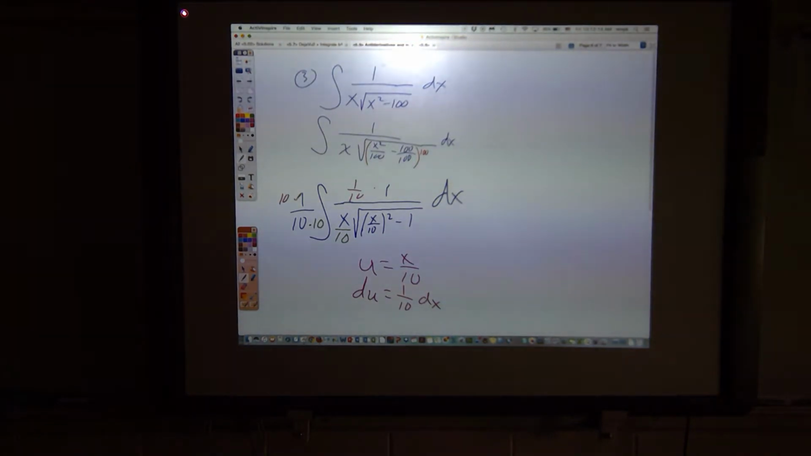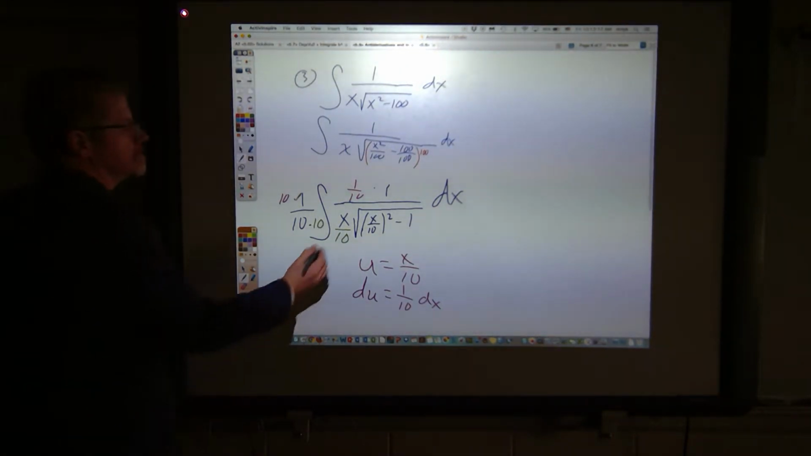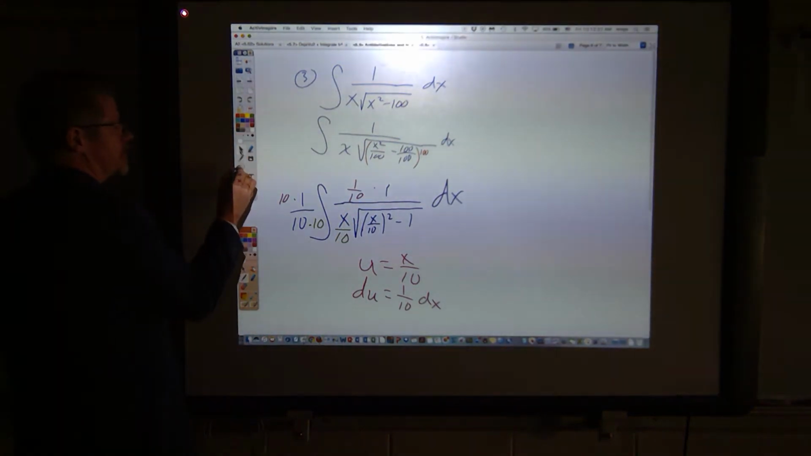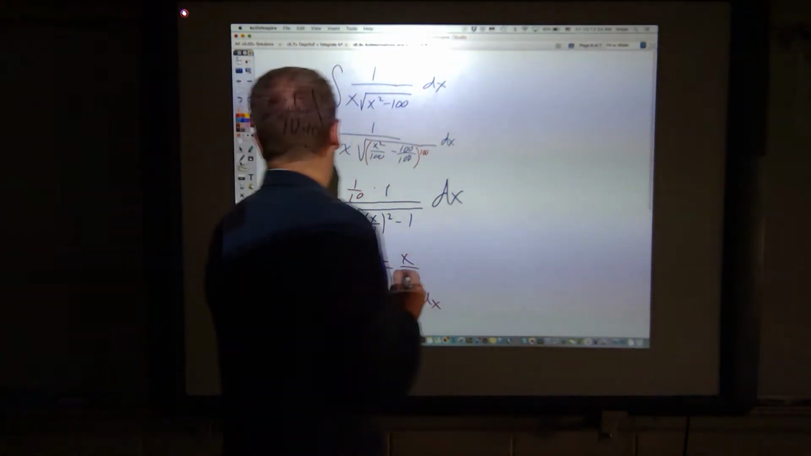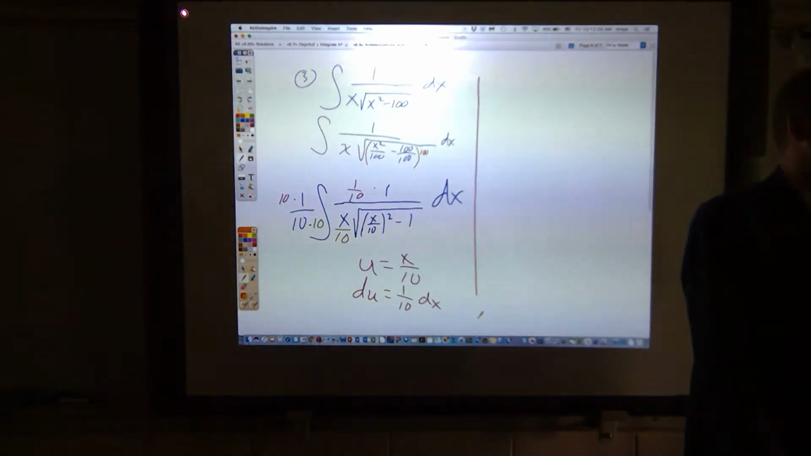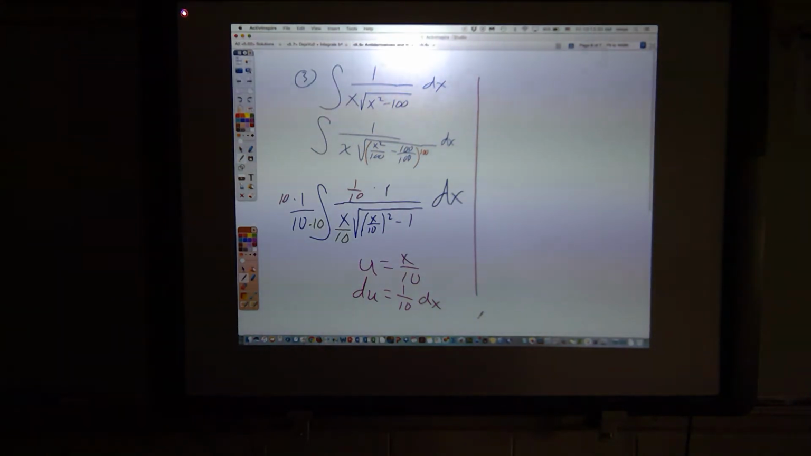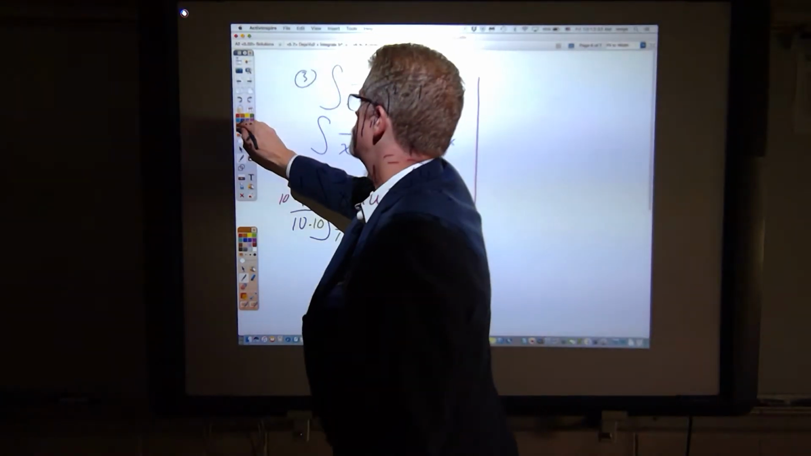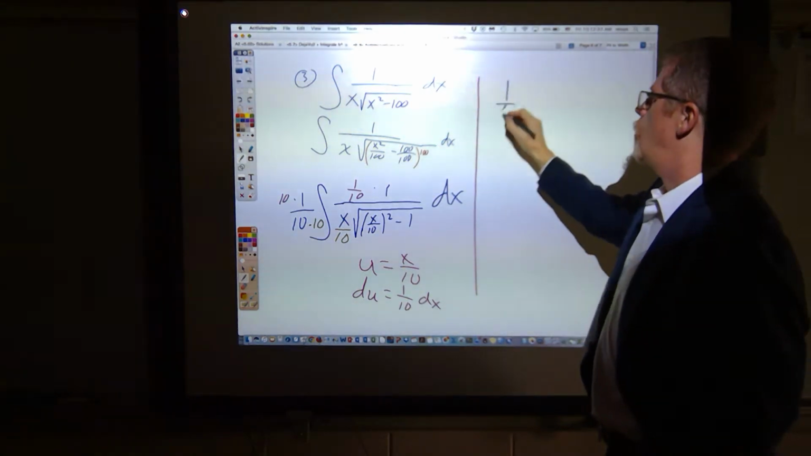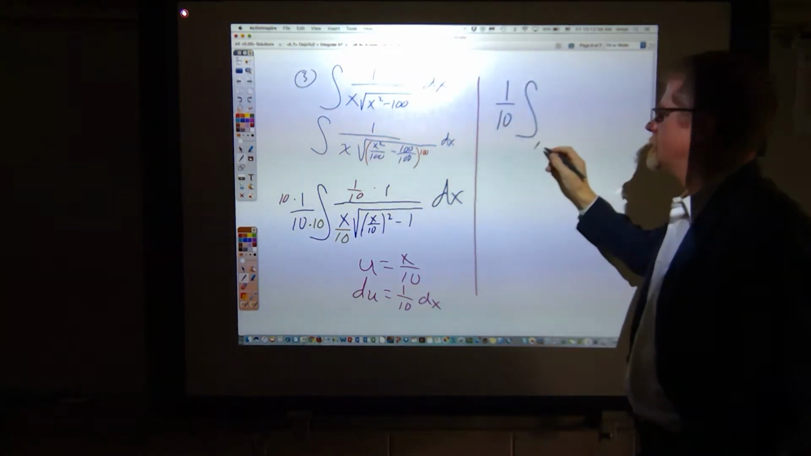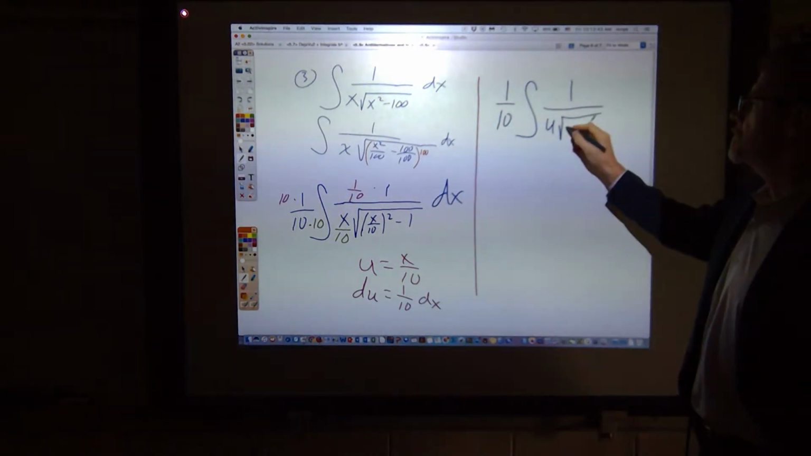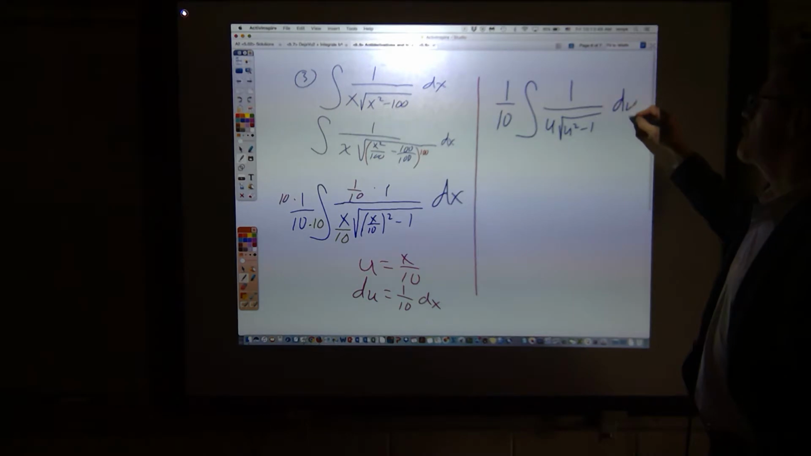It's predictable. Yeah, that's what I was working out in my head when I was deciding which direction I wanted to go. Okay. Fortunately, happily, you won't have to do any of this on the homework. This is essentially a derivation. And so now I think I can write 1/10 antiderivative of 1 over u square root of u squared minus 1 du.